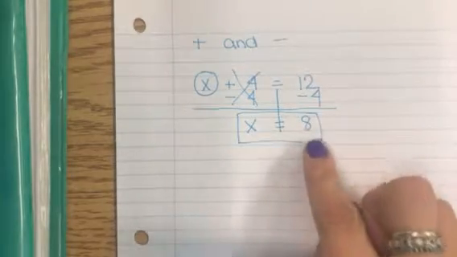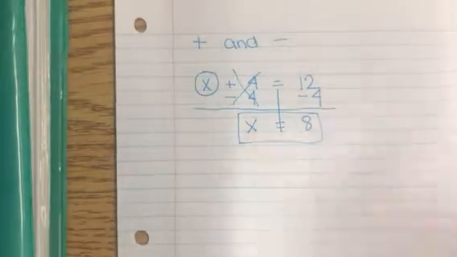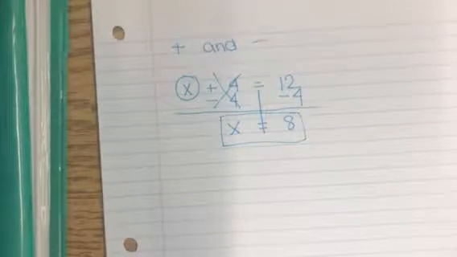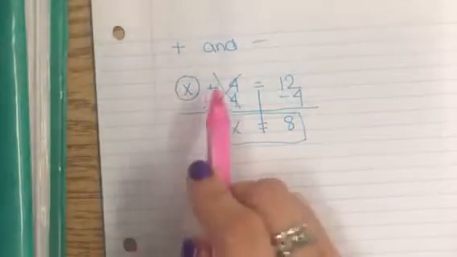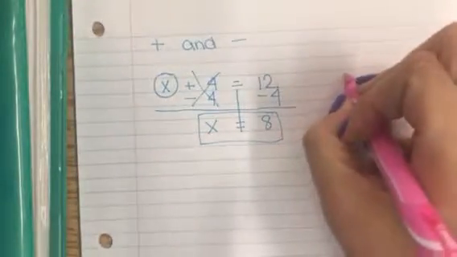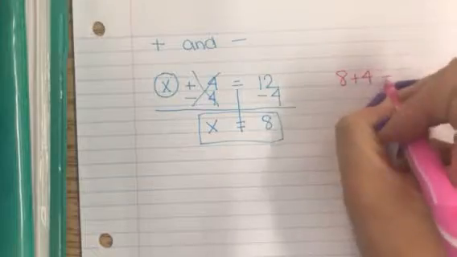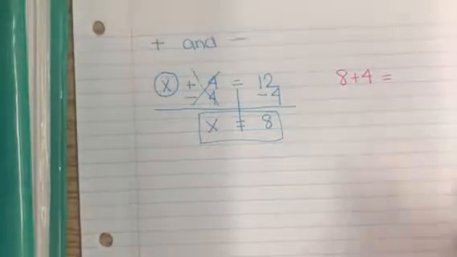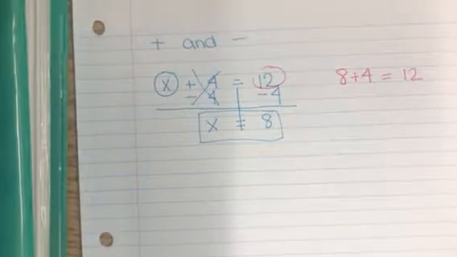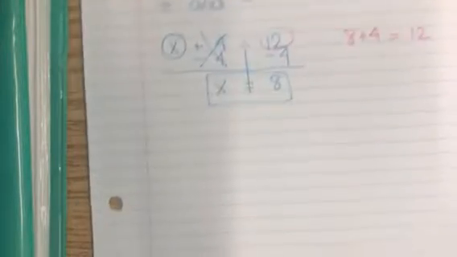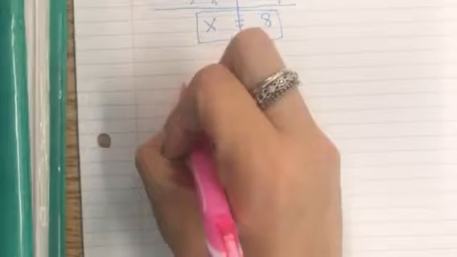If we wanted to check to make sure that our answer was correct, we could take that 8 and plug it back into the original equation. So now instead of saying x plus 4, I could say 8 plus 4. And 8 plus 4 equals 12, which is what we wanted this to equal, so we know our answer is correct. Okay, so let's look at another one.